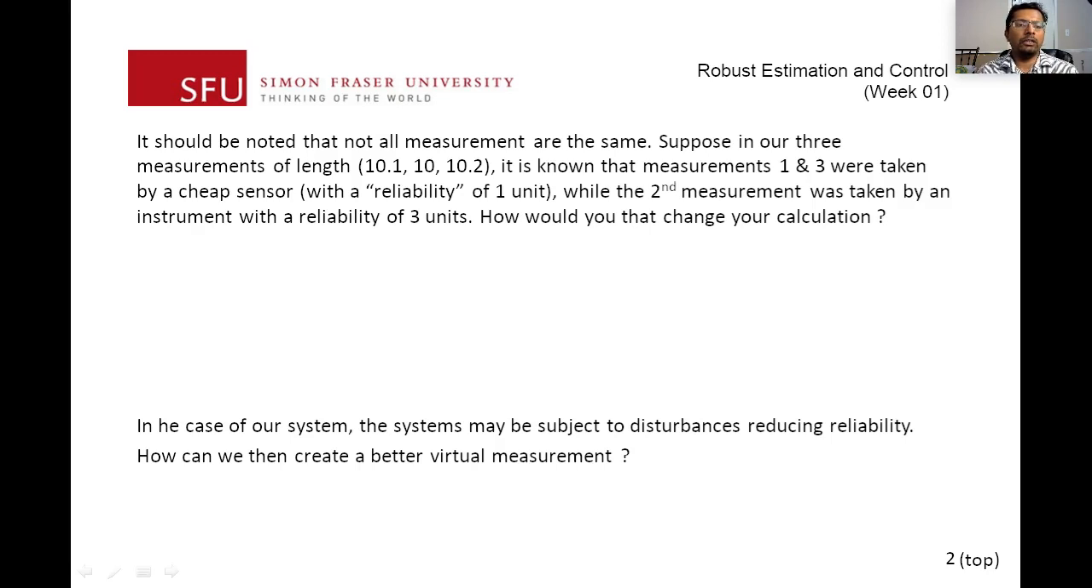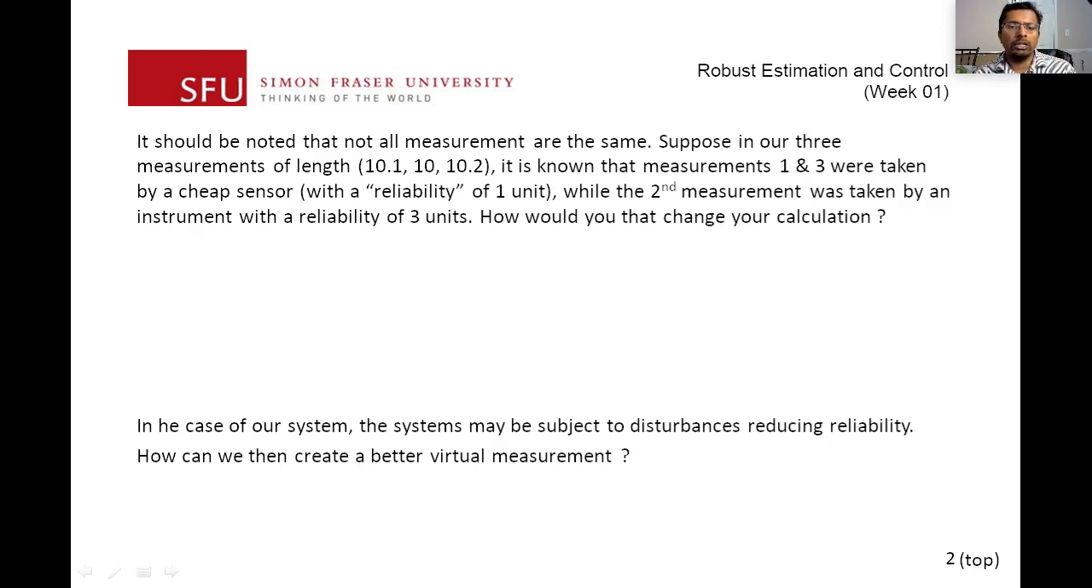So the other thing that we want to look at is not all measurements are the same. What do I mean by that? Some measurements are more reliable than the others. So for instance, in our previous measurements, say measurements 1 and 3 were taken by a cheap sensor with the reliability of 1 unit, and we'll talk about what these reliability measures will be at a later point. And then I also tell you that the second measurement was taken with an instrument with the reliability of 3. So now the question becomes, how would I use this new information, where I want to use a lesser weight for my first and third measurement and then provide more weight for my second measurement?